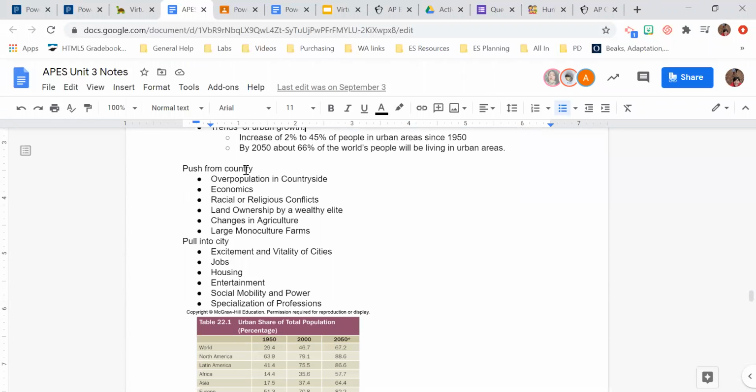All right, so we're going to talk about this push from the country first. So we have this overpopulation in the countryside. In some areas, this can be a problem, especially areas where people might have a second home for vacation. So say someone lives in Atlanta, but they really like to go to the lake or to the mountains for vacation, and they buy a home in a rural community. Then you might not have as much housing available for people who live there full time. Economics is a huge one.